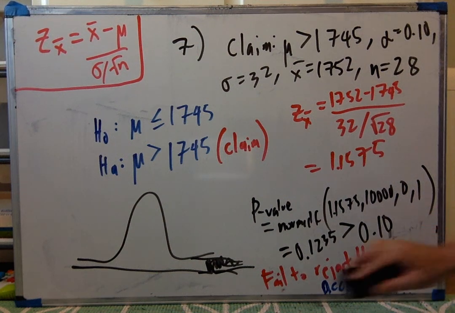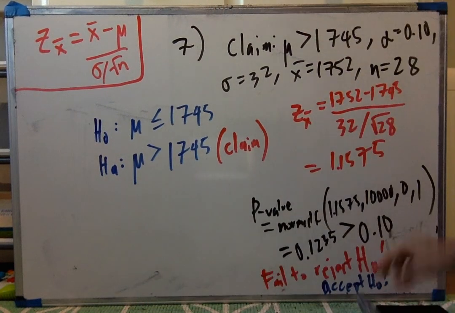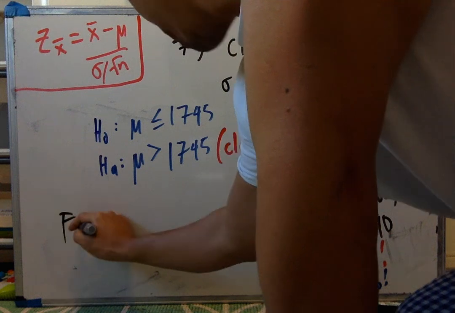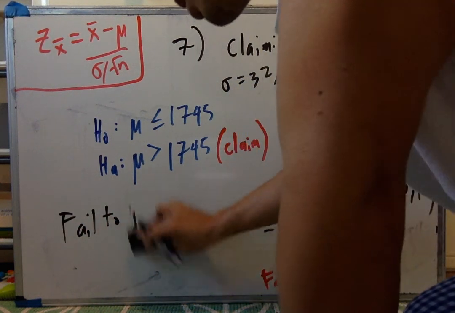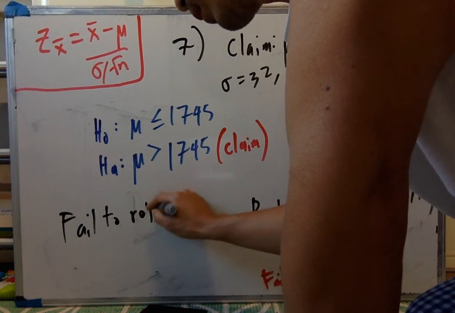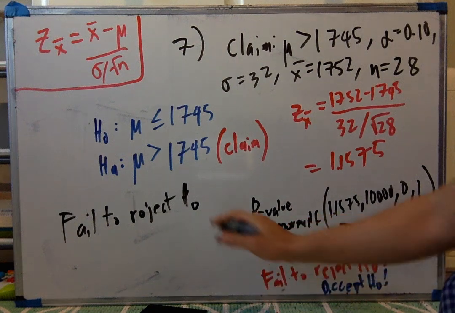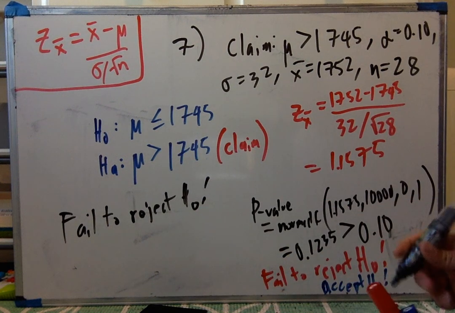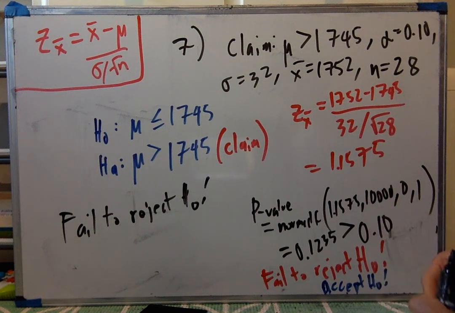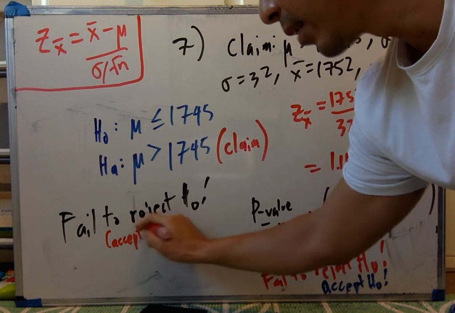So let me erase this and rewrite that last conclusion part. Failing to reject H naught means, I'm going to just recopy this down. Fail to reject H naught. Sorry, my arm's in the way. Fail to reject H naught means we're going to basically accept it. So let me write that in parentheses: basically accept.